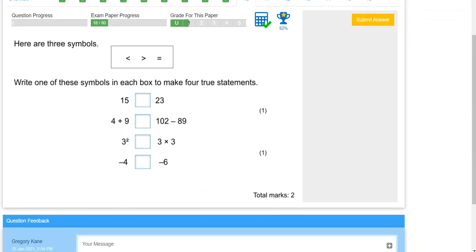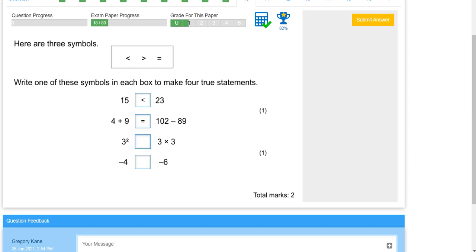Need to work some of these. Do I know my less than, greater than, or equal sign? That's clearly going to be less than. For this one, I need to work out 4 plus 9 is 13. But what is this one here? 102 minus 89. That's also going to be 13. So that's going to be equals.